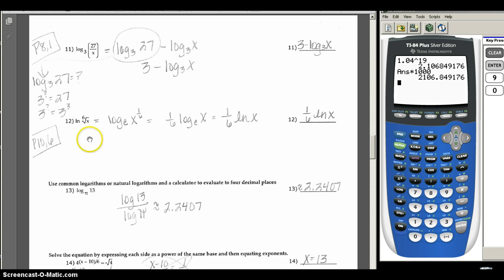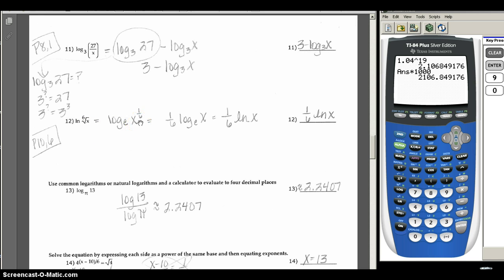Number 12, I like to always convert things if I see a natural log into log base e, because I really like to see what that base is. I don't like for it to be empty. So natural log is the same as log base e, and the sixth root of x is the same thing as x to the 1/6.